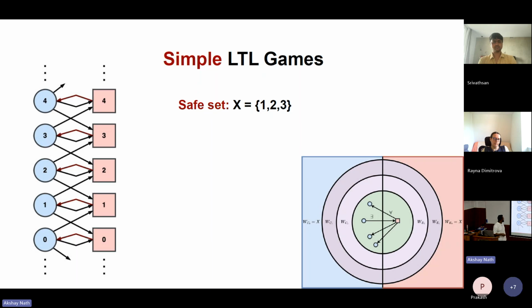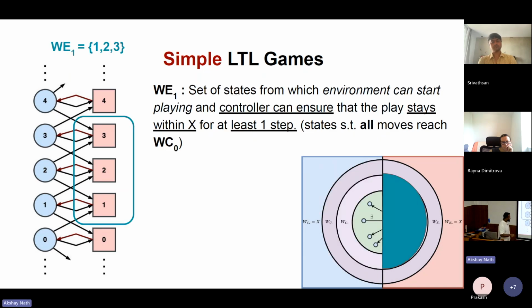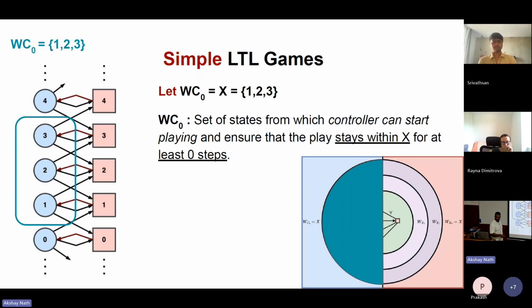First, what you're doing is you compute this set, which is WC0 as X. So what does WC0 mean? In this case, WC0 would become 1, 2, 3, as I'm denoting here: the set of controller states which are 1, 2, and 3. What it means is that it is a set of states on which the controller can start playing and ensure that the play stays within X for at least 0 steps. We have not made any step here, and you are within 1, 2, 3. So it is satisfied. And it's also denoted by this region here in blue.